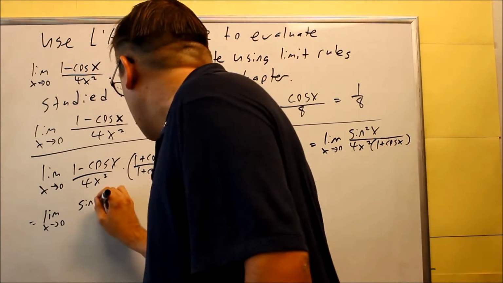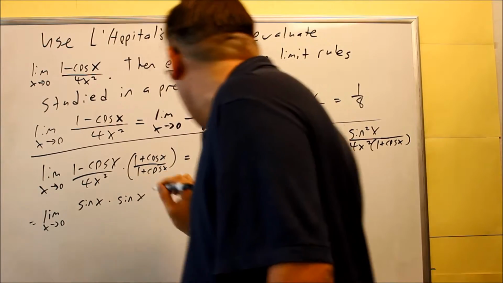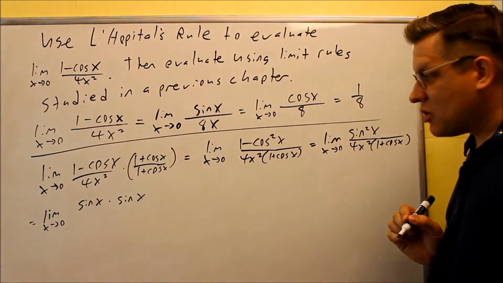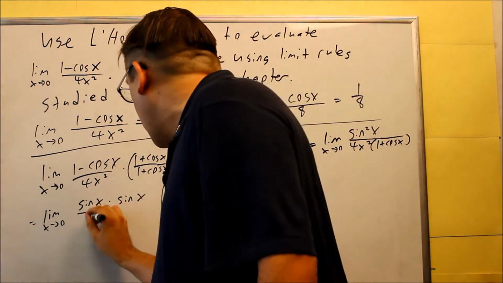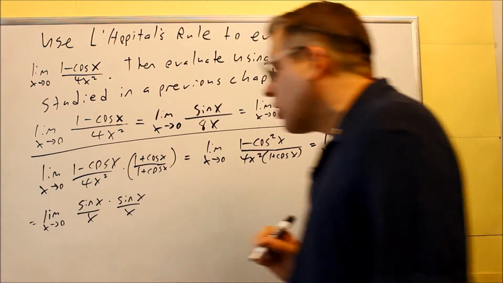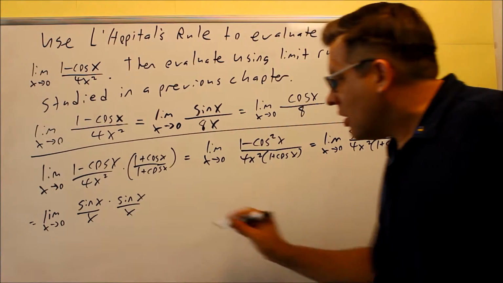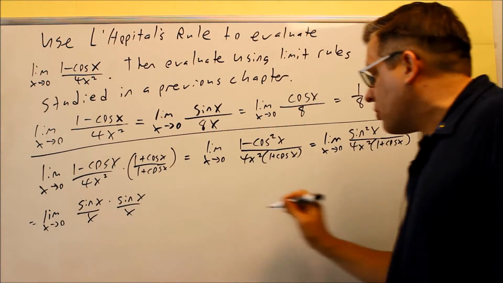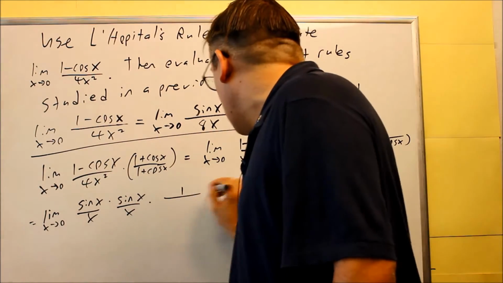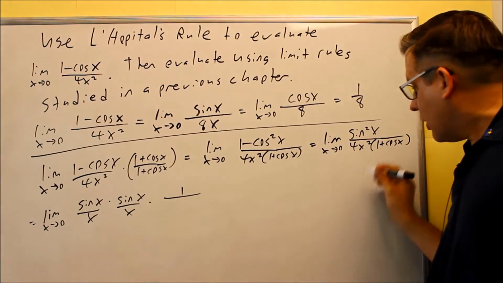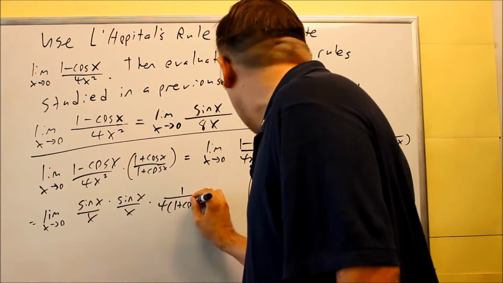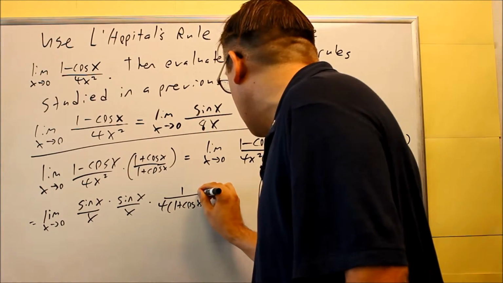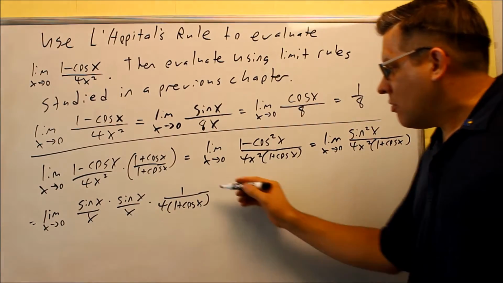I'm going to do sine x times sine x, because that's the same thing as sine squared. Now on the bottom I have a 4x squared, so I'm going to put one of the x's here. I'm going to put another one of the x's there. Again, I'm breaking this up purposely. And then what do I have left over? Well, I have a 1 left over, and then I have a 4 down below times 1 plus cosine x. So that's basically what I have.